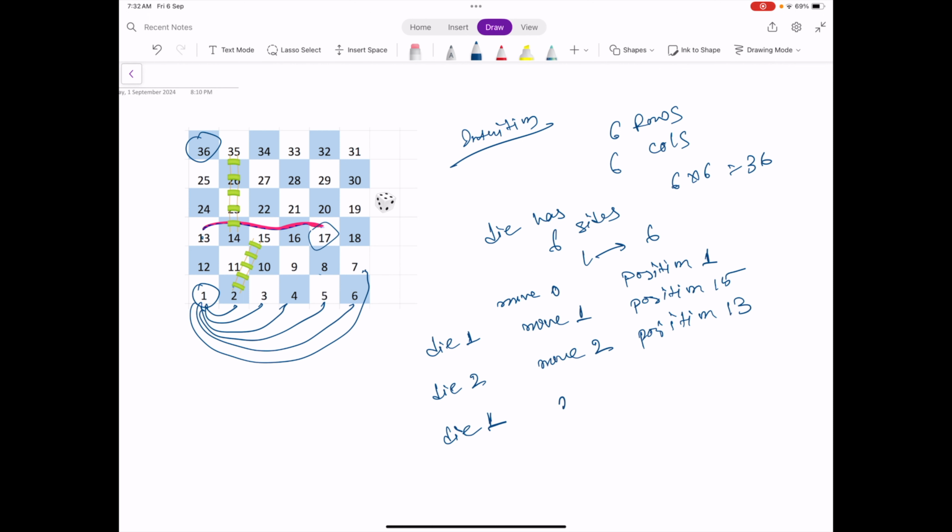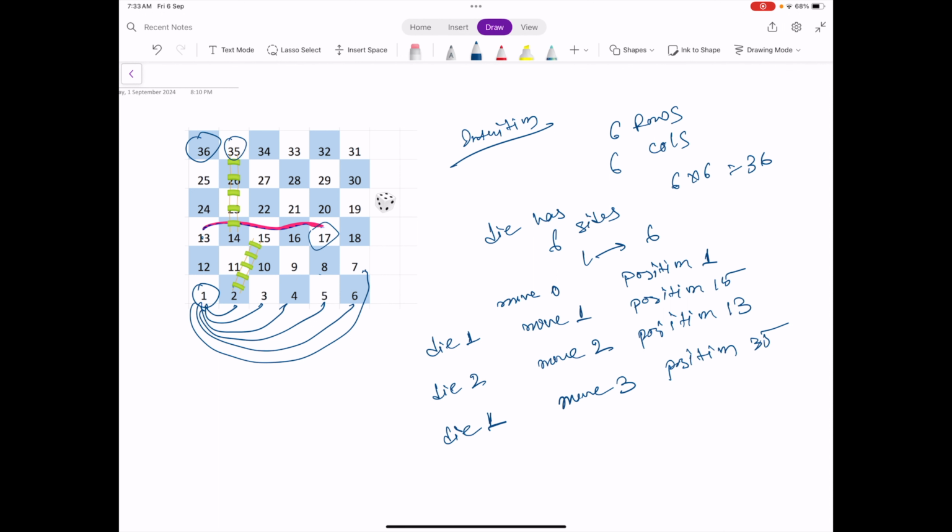Now let's say we got die 1. So our move will be 3, and the position will be 13 plus 1, so 14. On the 14 position we have a ladder, so we'll directly go to 35.